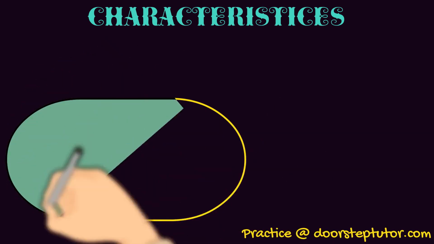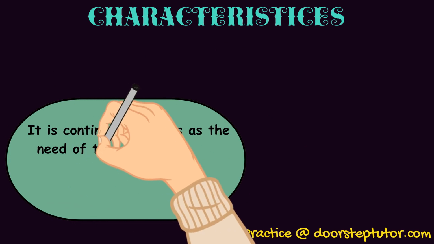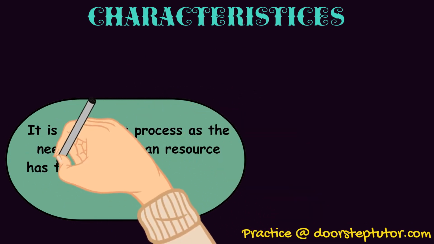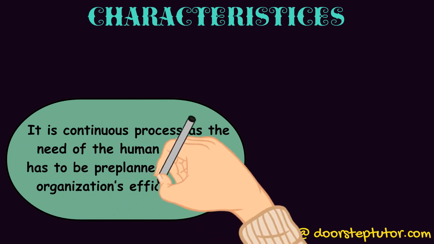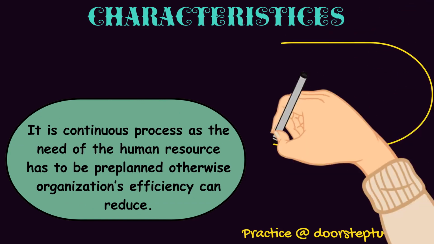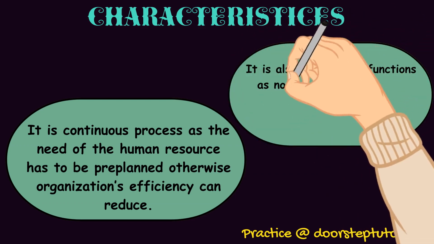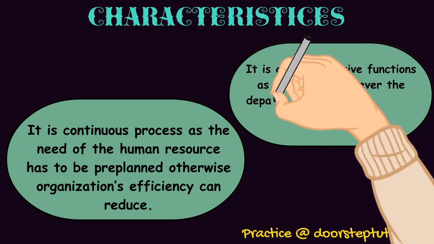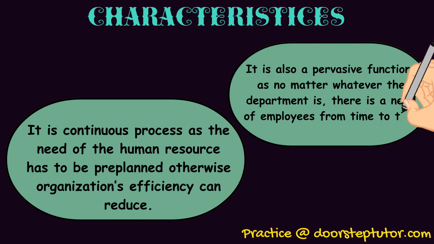See, it is a continuous process because humans will be required, okay, whenever there is a vacancy, and it is very important that it is planned in advance, okay? Everything should be pre-planned, otherwise the organization's efficiency can reduce, very right. And it is also a pervasive function because no matter what the department is, there is a need of employees from time to time, right?